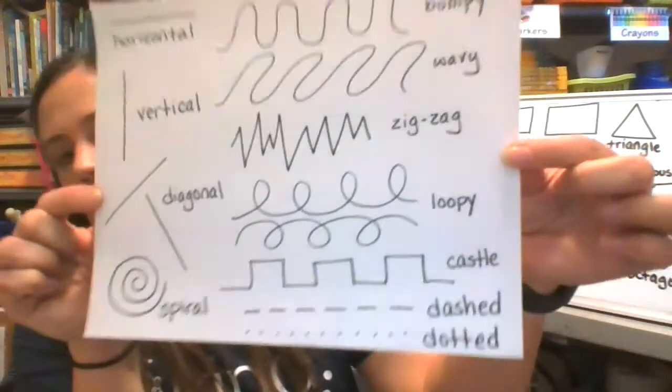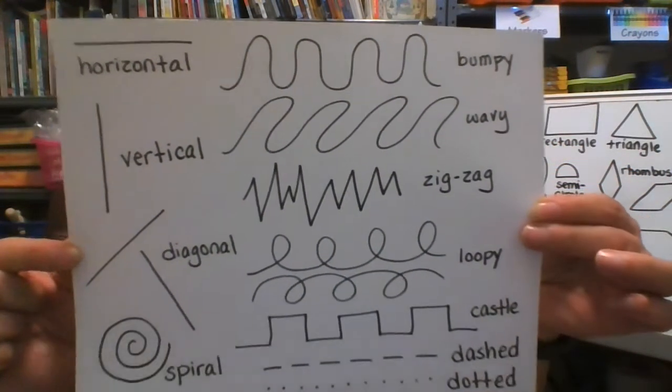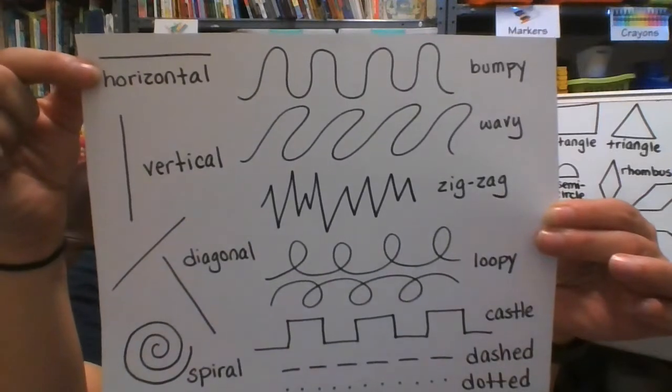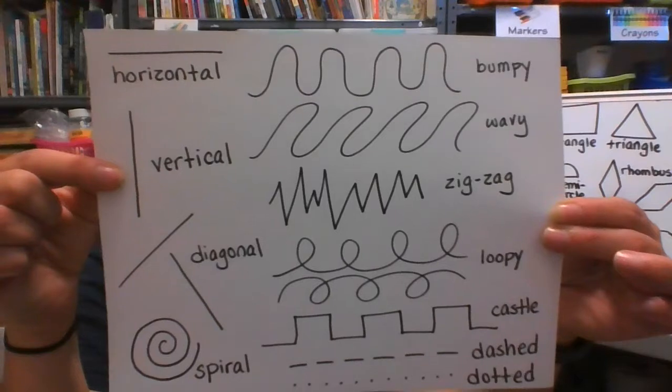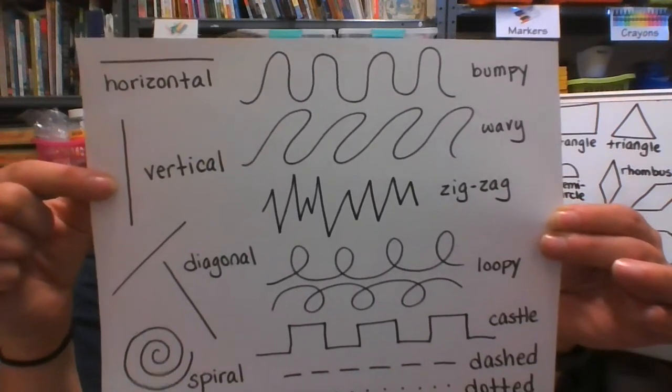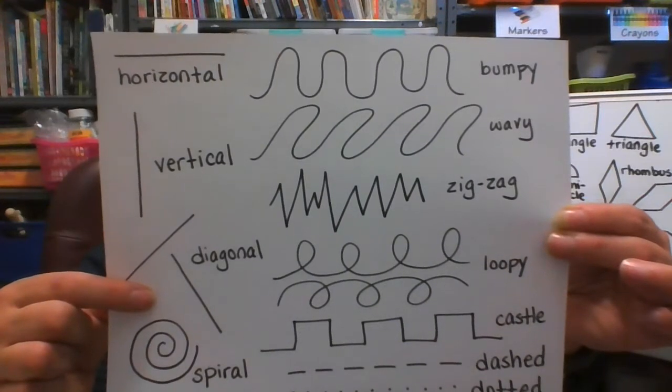First, I have the lines. And to make this easier, I've already created them for us. Up here at the top, we have the horizontal line. This line goes from side to side. The vertical line goes up and down. The diagonal line goes on a slant from corner to corner.